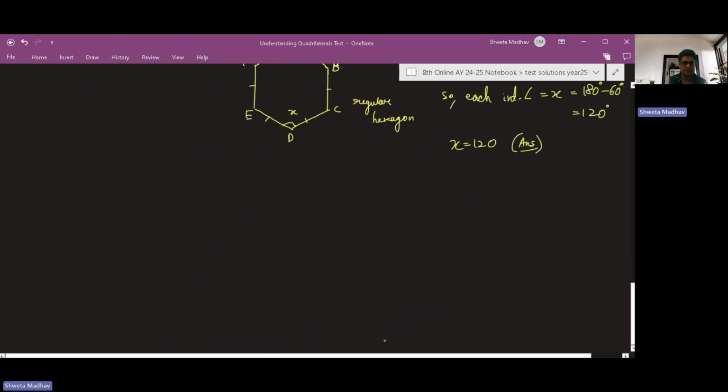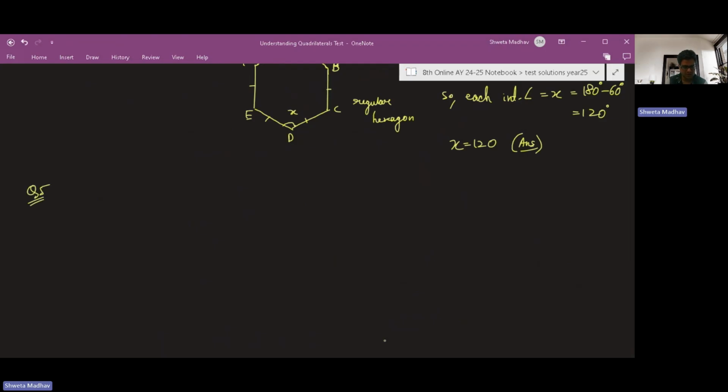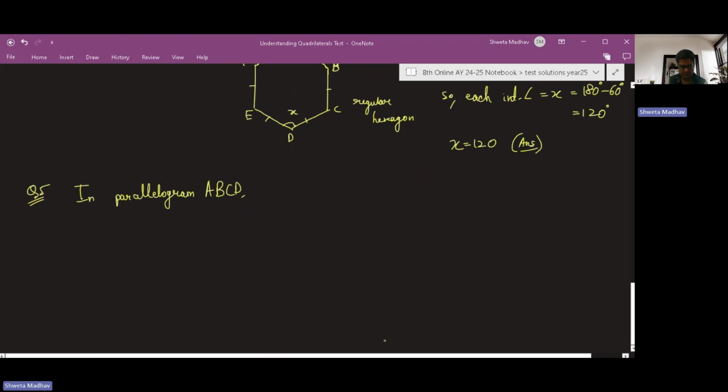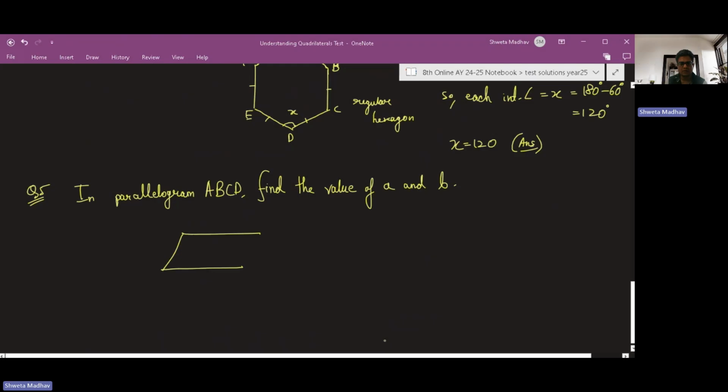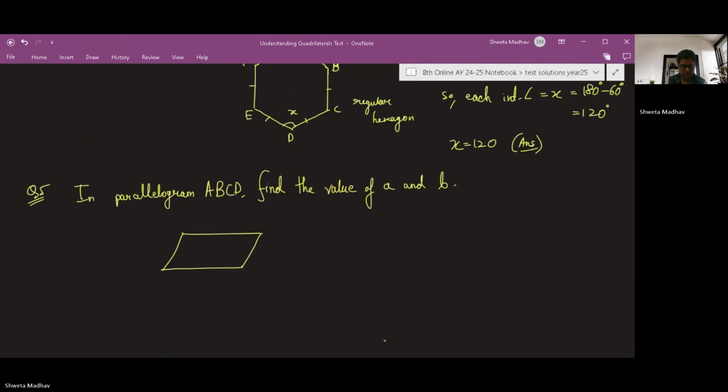Then in question number 5, it has been told in parallelogram ABCD, find the values of A and B. So here, one parallelogram has been shown. Its name is ABCD.